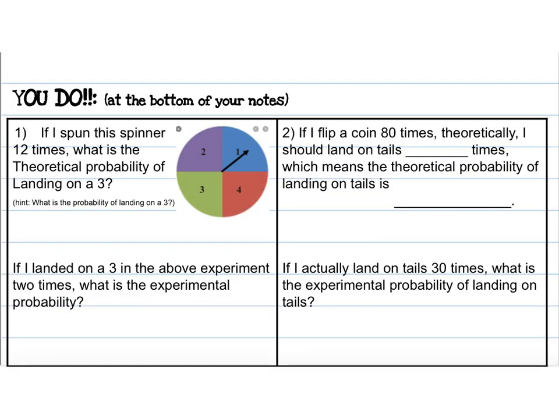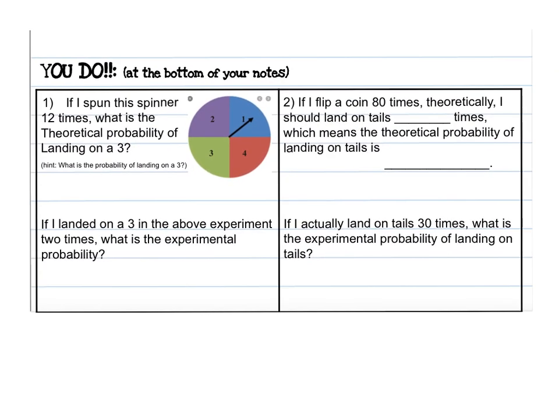So this is where I want you to pause and try these and submit them, and then I'll post the answer key later so that you know that you did them correctly. But make sure you read. It tells you how many times. Theoretically, remember, the experiment really doesn't matter until it asks you about what happened in the actual experiment. So theoretically, what you think should happen; experimental probability, what actually happened. So be careful there. Same thing for number 2.